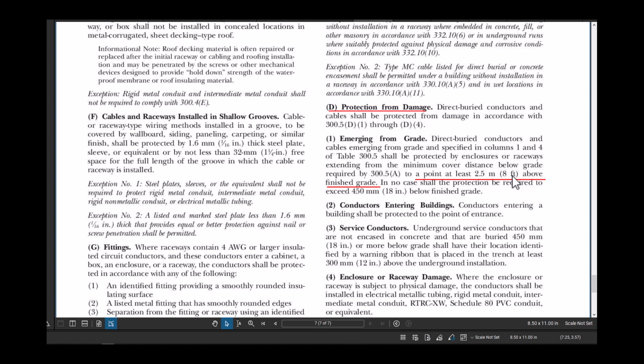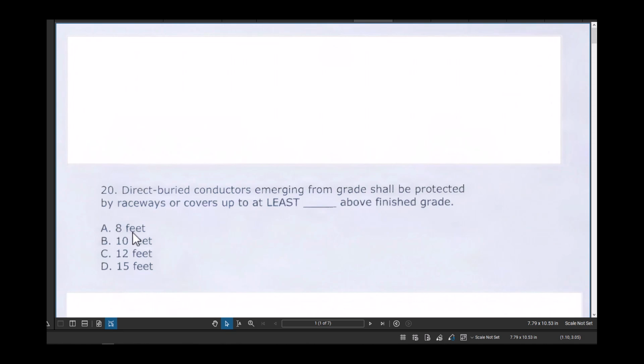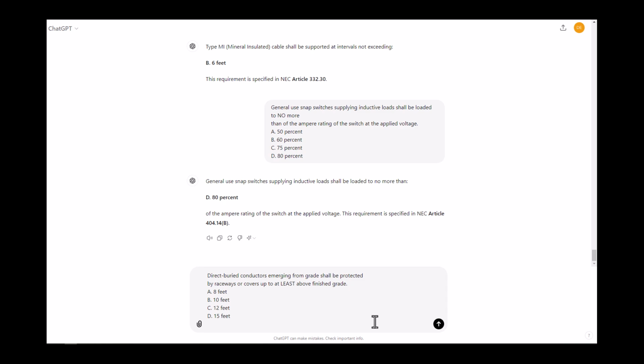Then the question asks us about at least above finished grade. Then the finished grade is 8 feet. The answer is 8 feet, which is cover up to at least 8 feet above finished grade. Now let's see what the answer is in ChatGPT.